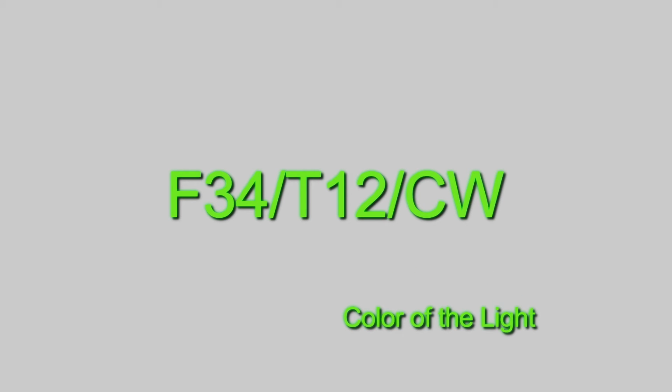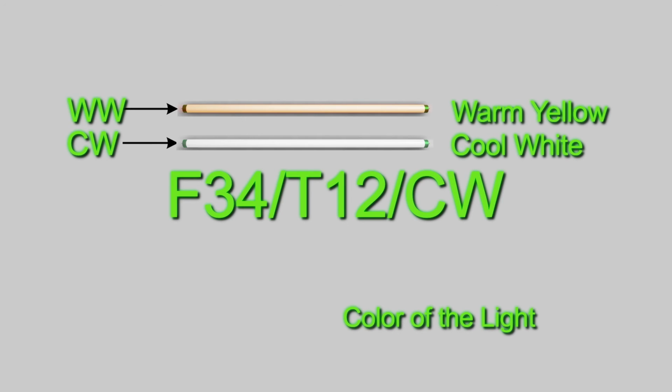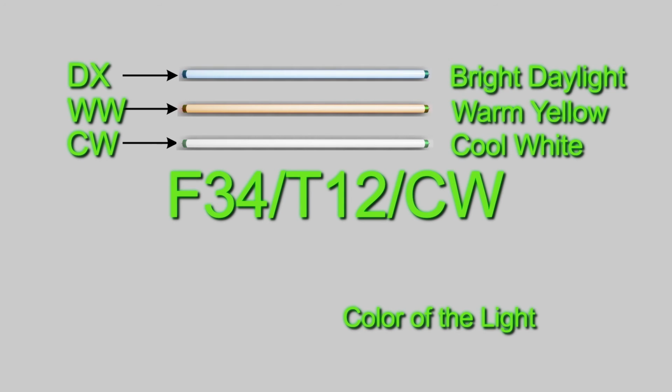Finally, the CW designates the color of the light. CW for cool white, WW for warmer, yellower light, and DX for a bright daylight color.